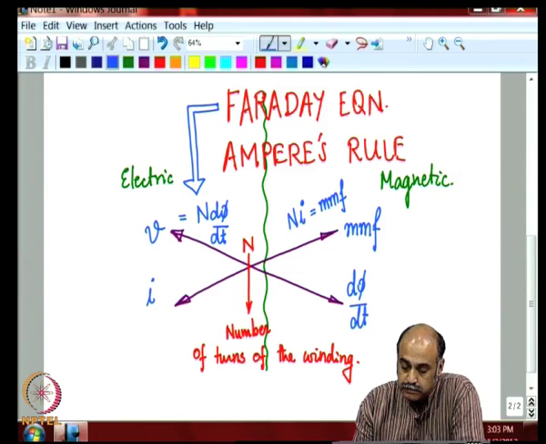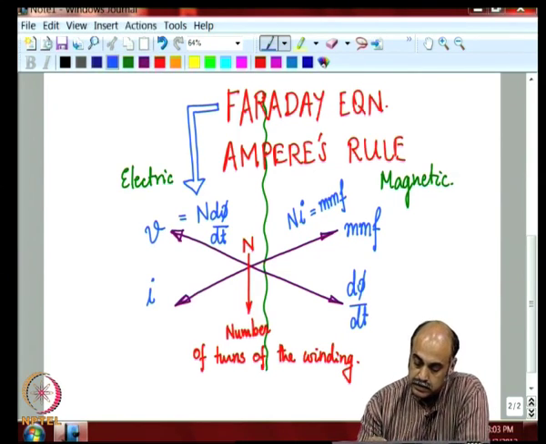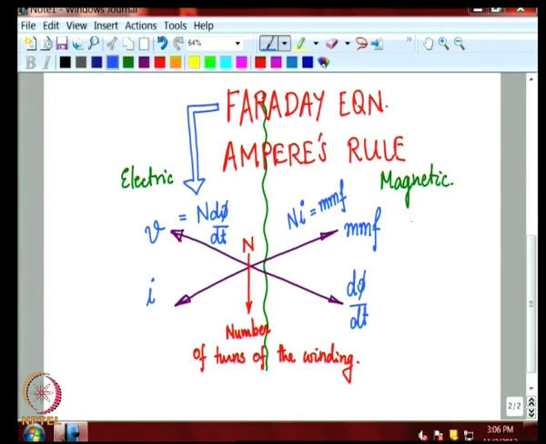So, this will come as a result of Ampere's rule. By Ampere's law we have I, which is the integral of H dot dl, where L is the magnetic length. Integrating over the whole length, you would have I, which is H dot Lm.